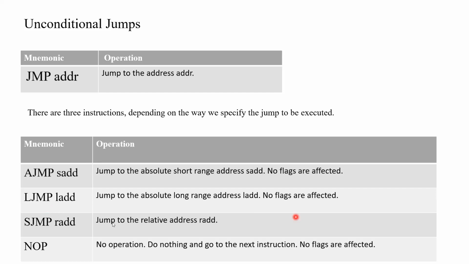Next, we have SJMP raddr, jump to the relative address raddr. As I said, since the JMP instruction can have three ranges, the address is a short absolute range, a long absolute range, and raddr is the relative address range. Next, we have something called NOP. NOP is nothing but no operation. Do nothing and go to the next instruction. No flags are affected by this instruction.